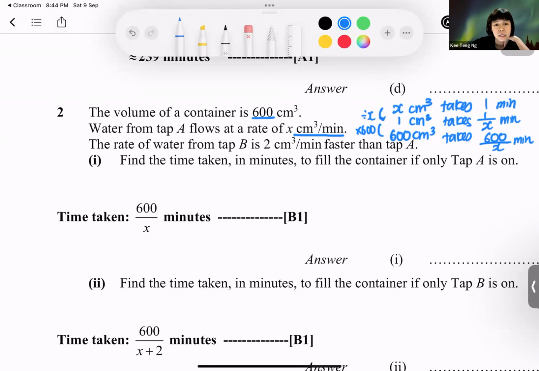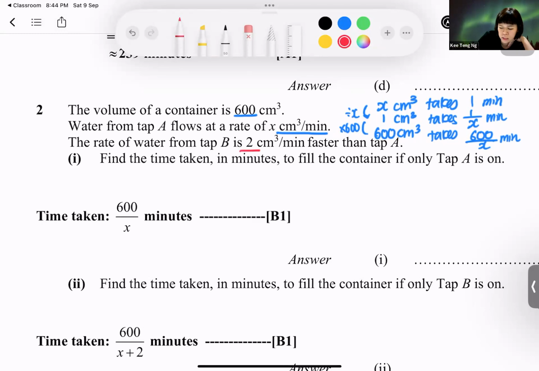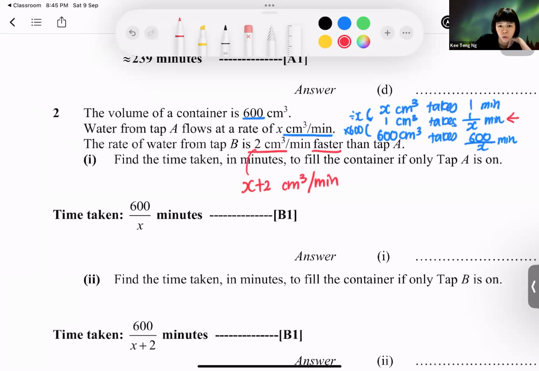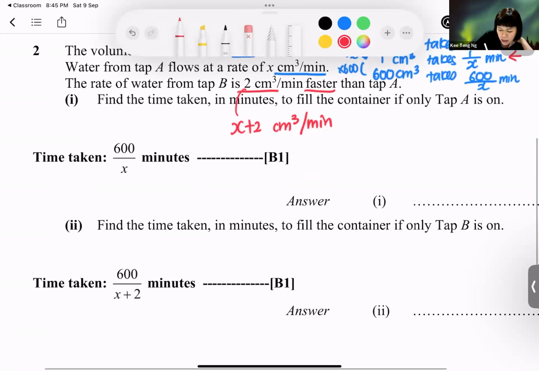So similarly, if I have another tap, which is tap B, 2 cm cube faster. So 2 cm cube faster means every minute, instead of just only x cm cube, is 2 more cm cube. So the rate here will become x plus 2 cm cube per minute. So in a similar way, I'll find 1 cm cube is how much, which is 1 over x plus 2 times 600. That will give you 600 over x plus 2. So we have these two timings.